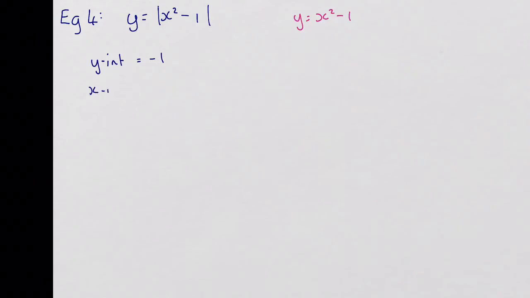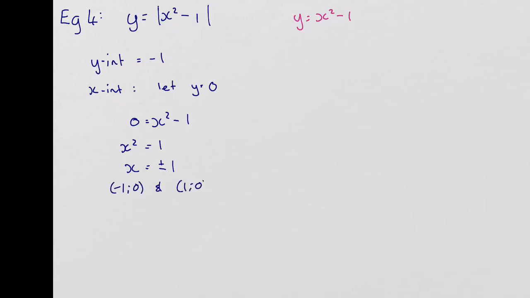For the x-intercept, we're going to say let y equals 0. Therefore, 0 equals x squared minus 1. Therefore, x squared equals 1. So x equals plus minus 1. So the x-intercepts are at negative 1 and 0 and at 1 and 0. All right, let's sketch onto the Cartesian plane now.